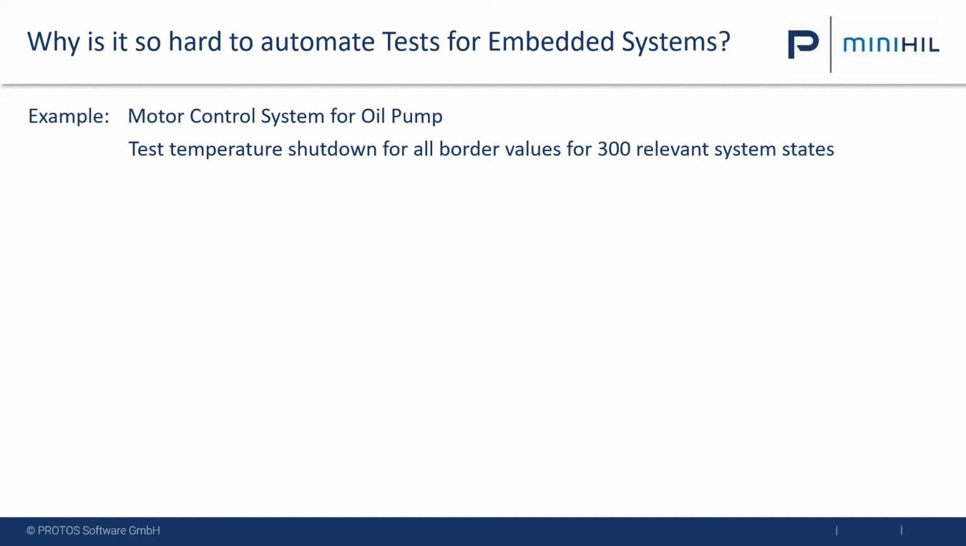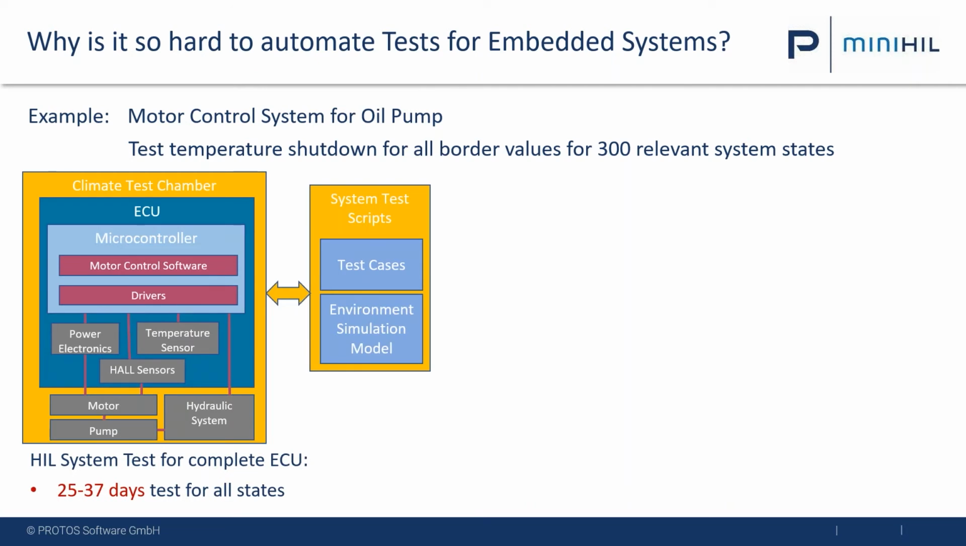What the problem was here, we needed to test the temperature shutdown for all border values for all 300 relevant system states. It's a safety critical system, so we need to test them. What they had before was a climate chamber test setup.